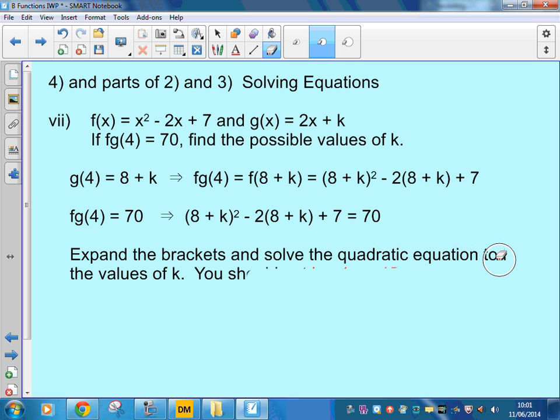Expand the brackets, solve the quadratic equation to find the values of k, and so you know what you should be getting in this particular case, which is obviously not the one on the review sheet. You should get k is 1 or -15.